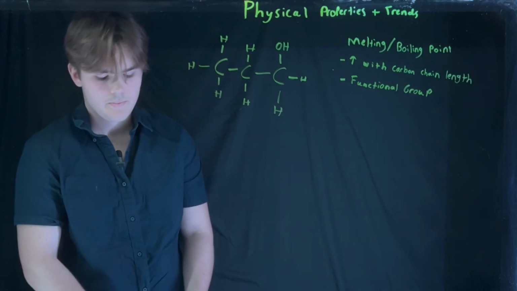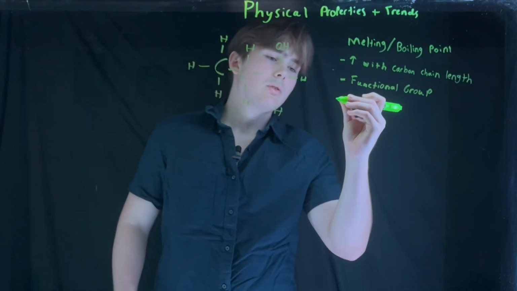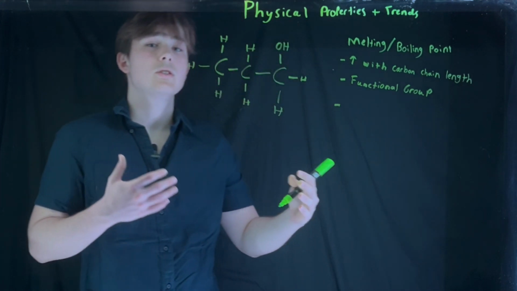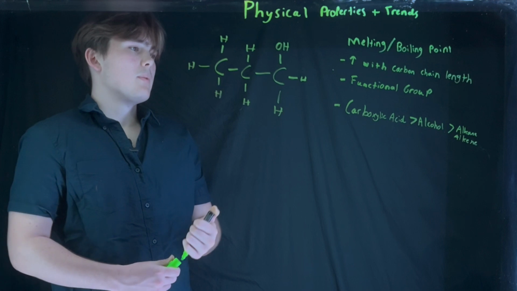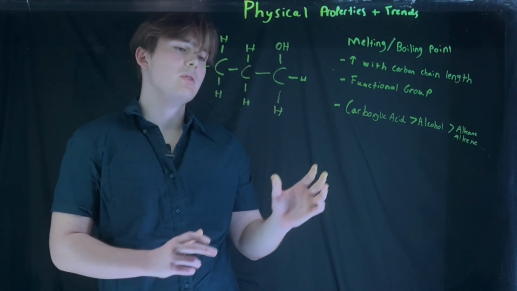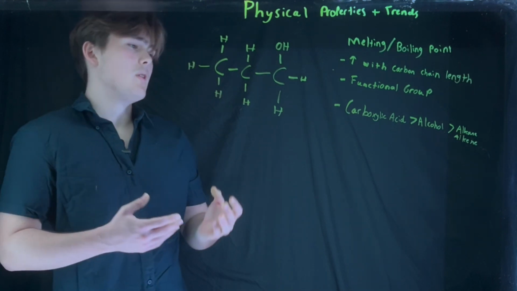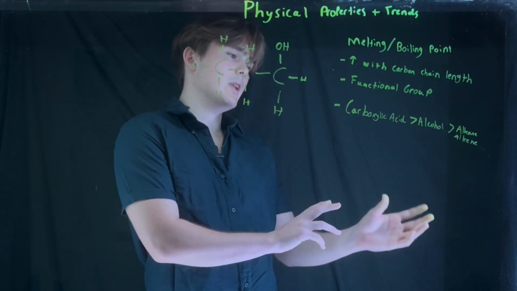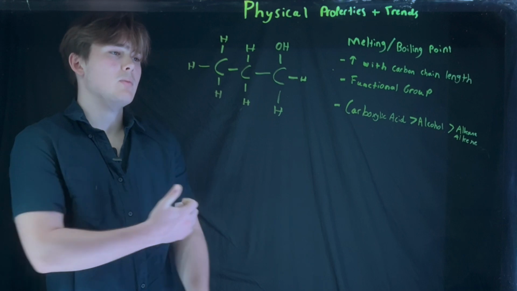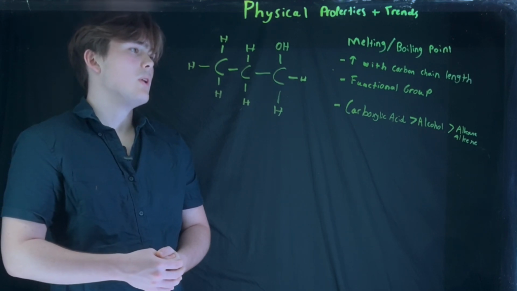Okay, so the reason for that is because of the functional group and those intermolecular forces. Okay, so what I've just written there, the carboxylic acid will typically have the highest boiling point, the highest melting point, and then it will be an alcohol, and then alkane, alkene. Alright, that's just because of the intermolecular forces. Alright, so that's melting point and boiling point.